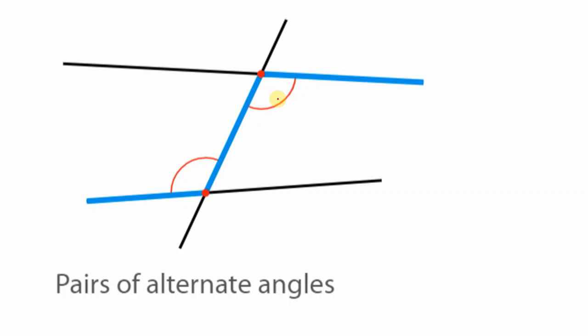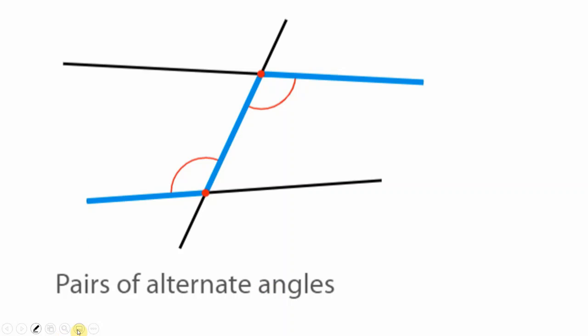The one is on the left side, the other on the right side of the transversal. What is also important that you need to note is it's between the two other lines. So this angle is inside and this angle is inside the two other lines, but it's on opposite sides of the transversal. That's what we refer to as alternating angles.